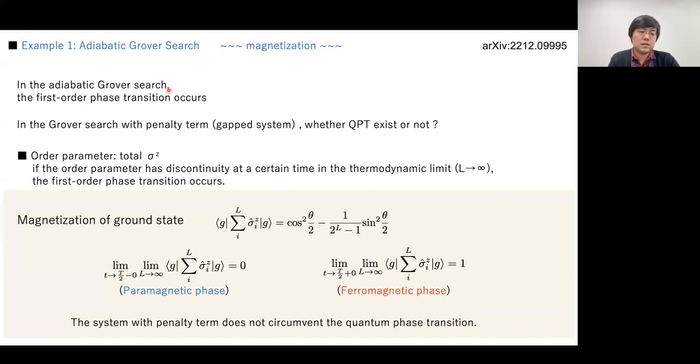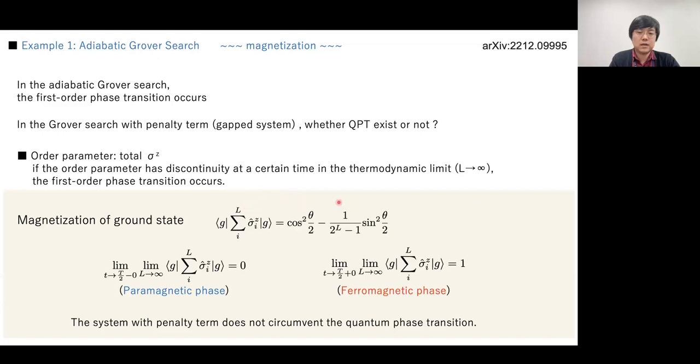In order to investigate the quantum phase transition, we focused on the total magnetization as the order parameter. If the order parameter has a discontinuity at a certain time in the thermodynamic limit, the first order phase transition occurs.